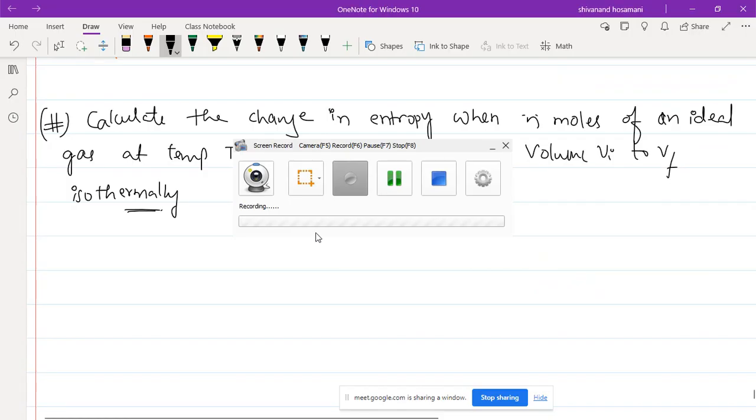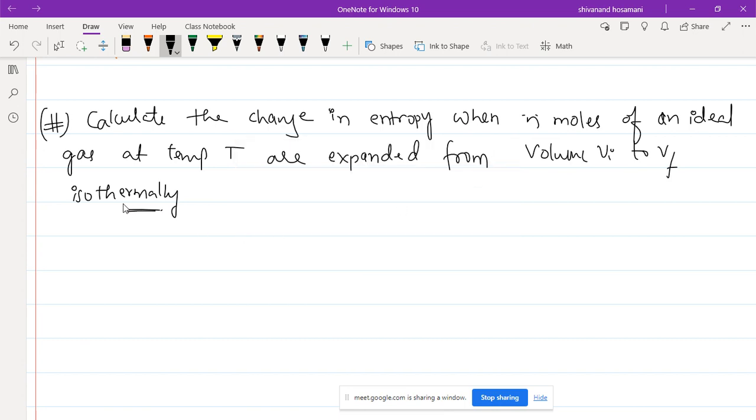Are you getting what exactly? See, they have mentioned an isothermal process, right? So the change in entropy is given by dS equal to the integration of dQ divided by temperature. As they have mentioned, this is isothermal.